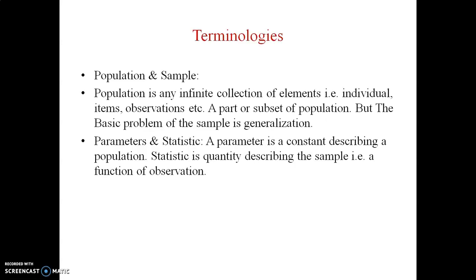Here we learn about some basic terminologies: population and sample. Population is any finite collection of elements, that is individual items or observations, etc. A sample is a subset of a population, but the basic problem of a sample is generalization. Parameter and statistics: a parameter is a constant describing a population. A statistic is a quantity describing a sample, that is a function of observations.